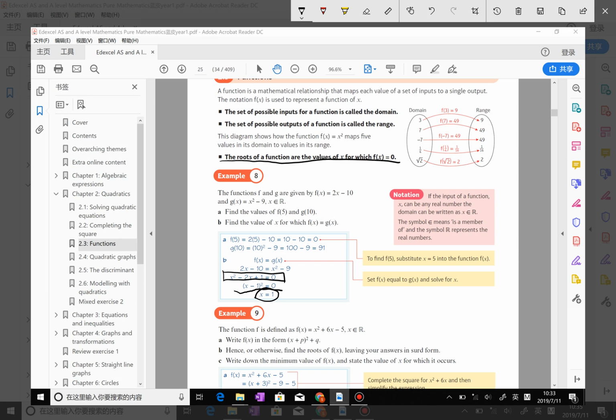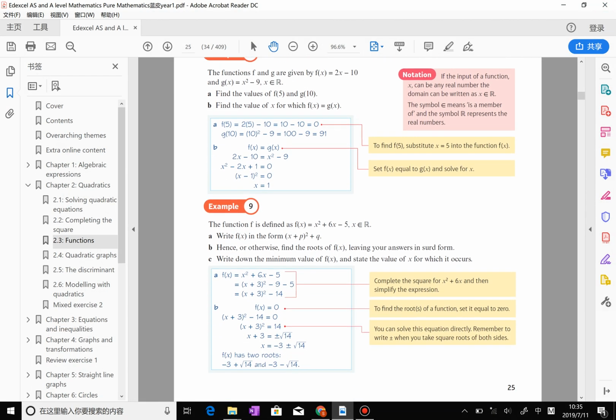Let's move to example 9. The function f is defined as f(x) equals x squared plus 6x minus 5, where x belongs to all real numbers. This is what we call the domain: x belongs to all the real numbers. Question A: write f(x) in the form (x plus p) squared plus q.